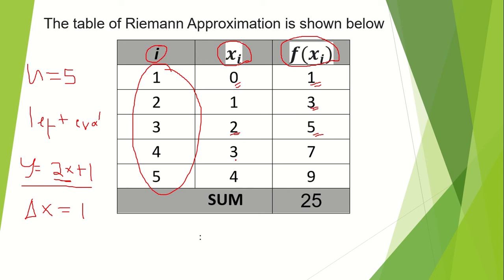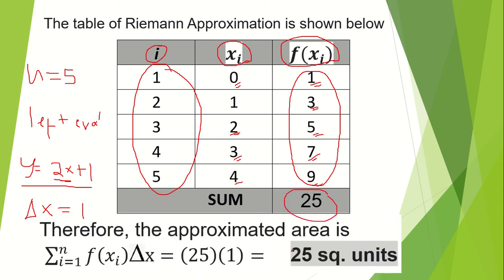Then for the fourth rectangle, we have x equal to 3. Substitute here: 3 times 2 is 6 plus 1 gives us 7. And last, for the fifth rectangle, x is equal to 4. Substitute: 4 times 2 is 8 plus 1 gives us 9. Finally, to find the approximated sum or area, we simply add the third column. 1 plus 3 is 4, plus 5 is 9, 9 plus 7 is 16, and 16 plus 9 is 25.